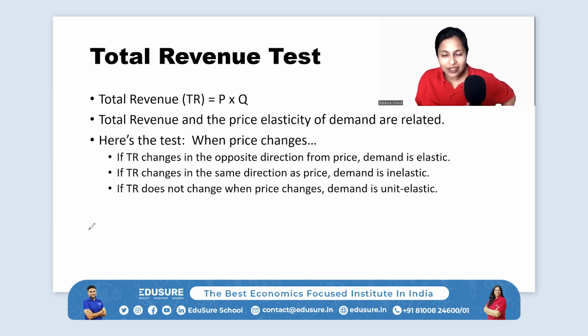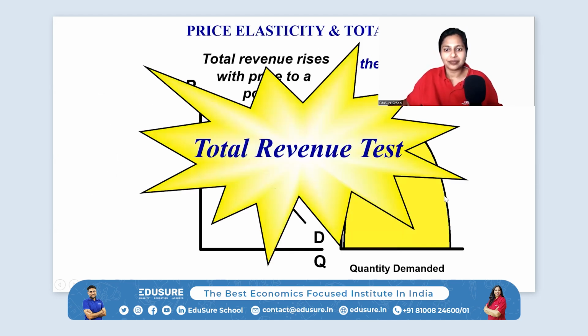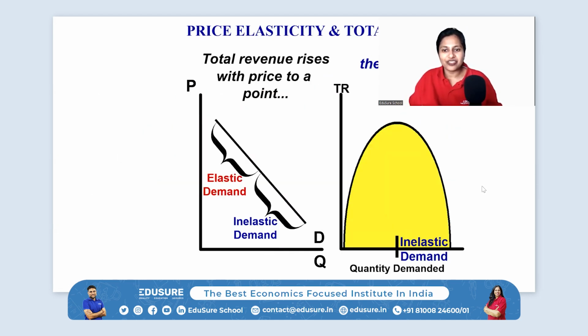So that is also a method of calculating. In this, you don't need graphs, you don't need formulas. You just need to analyze your revenue. If you're changing price and the revenue is changing in the same direction, your good is inelastic. If you're changing price and the revenue is changing in the opposite direction, it is elastic. So this is another way of testing it.